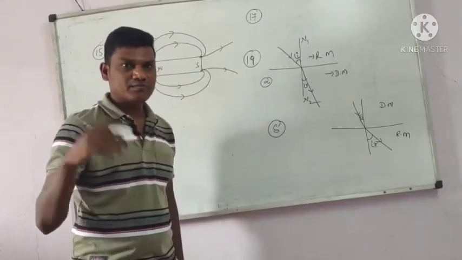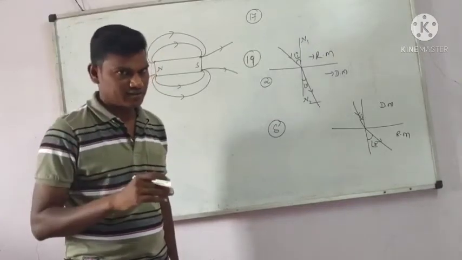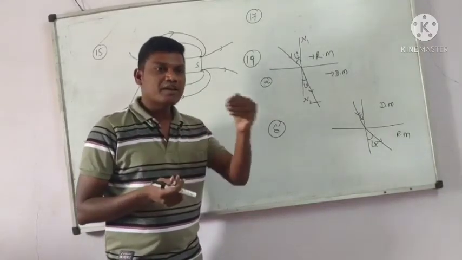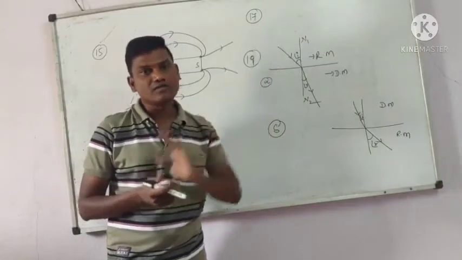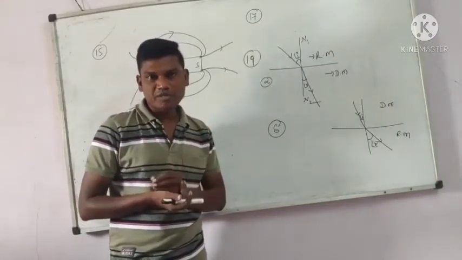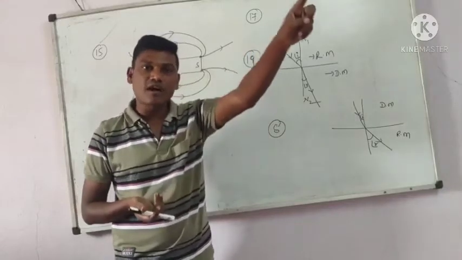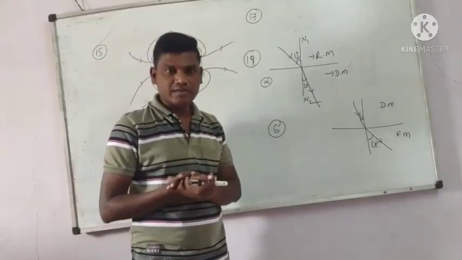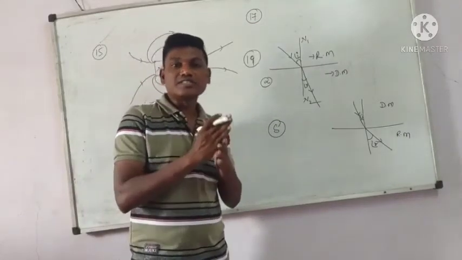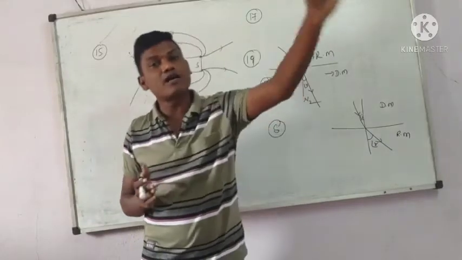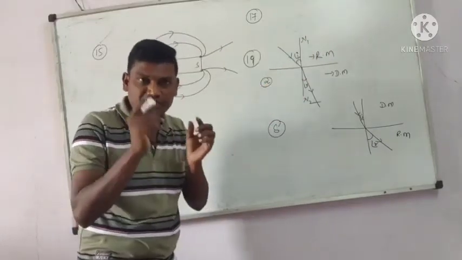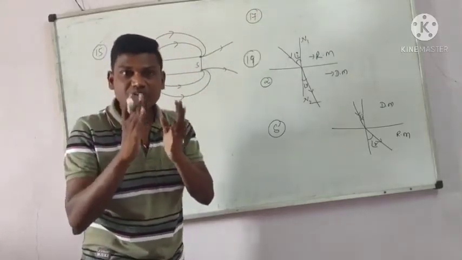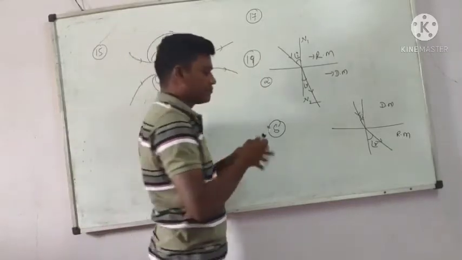The remaining ones are astigmatism, blindness, and color blindness. But among these, myopia means a person can see nearby objects but not far objects. Hypermetropia means a person can see far objects clearly but not nearby objects. Presbyopia means a person cannot see nearby objects as well as far objects at the same time. That defect is called presbyopia.